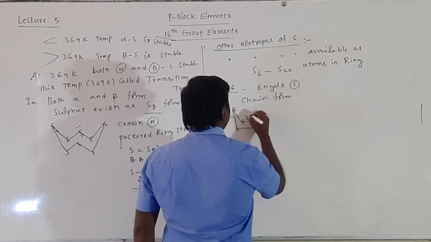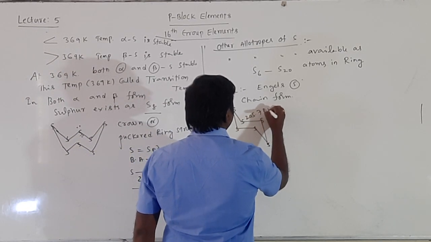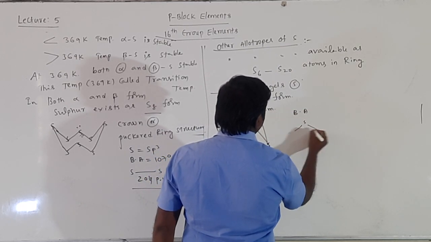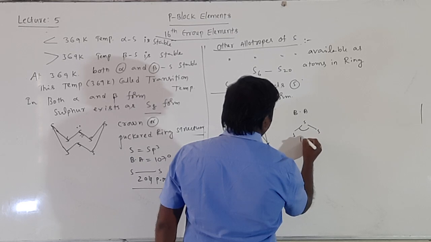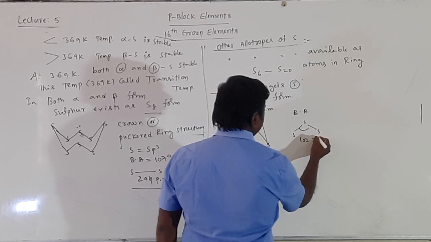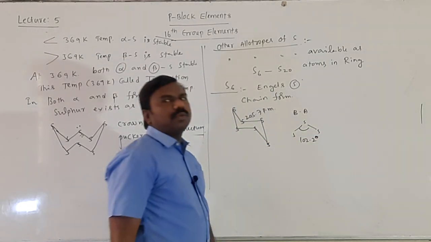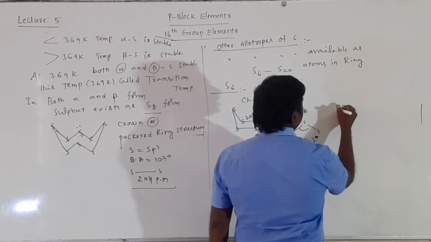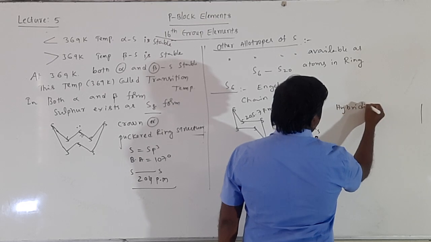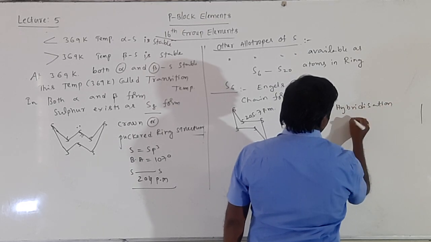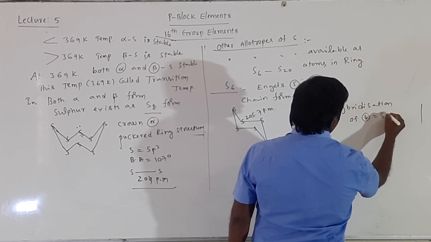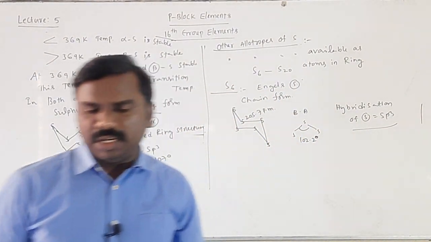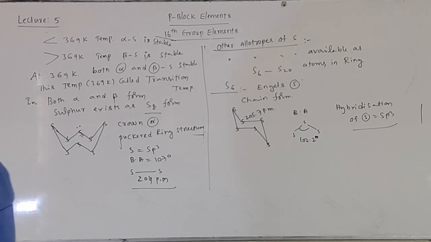205.7 picometers and the S-S bond angle is 102.2 degrees, because of lone pair bond pair repulsions. Hybridization of S is sp3. It is a chair form structure in S6.